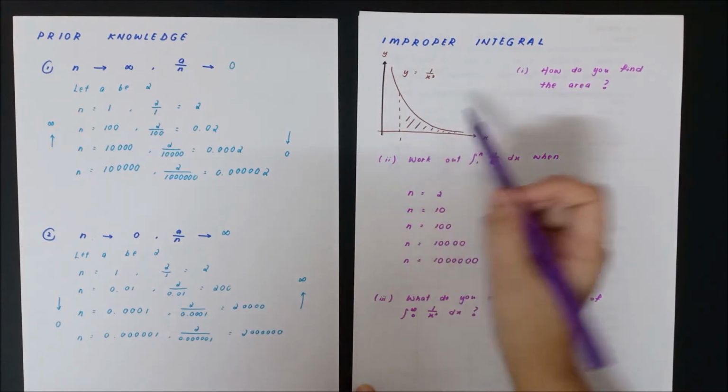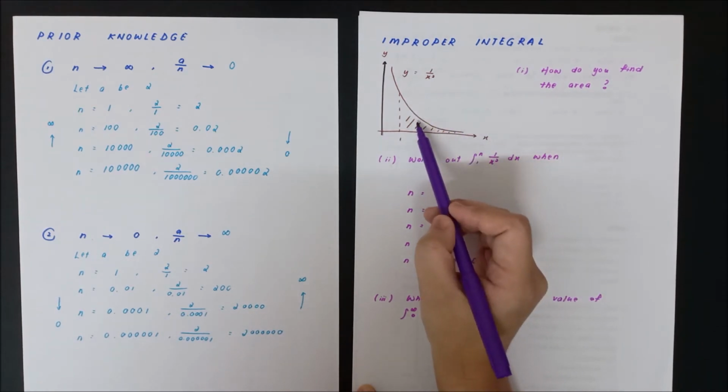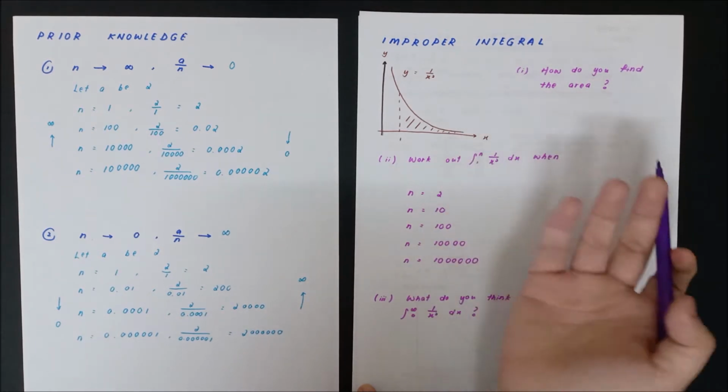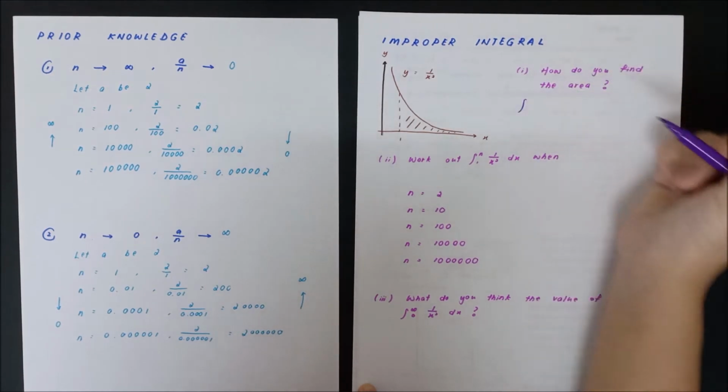But in this case, what you can realize here is you only have the lower limit, and this graph continues to draw until infinity, which you don't know where it stops. So how do you find the area? You will write it in this way.